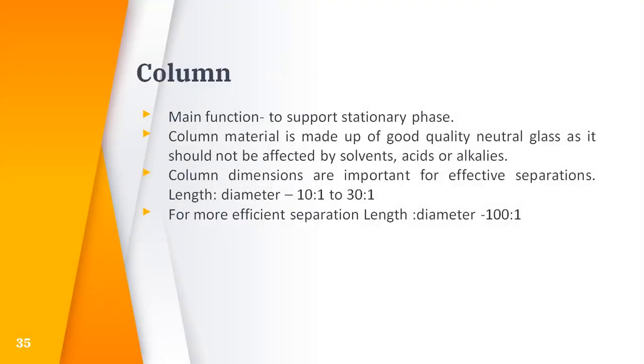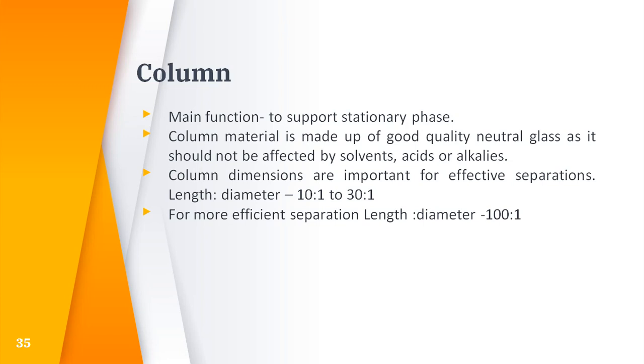Next important part of adsorption column chromatography is the column. Its main function is to support the stationary phase, that is, to support adsorbents. The column material is made up of good quality neutral glass. If the glass is not of good quality, then alkali leaching may take place. It may interfere in the separation. Thus, glass should be of good quality, it should be neutral. It should not be affected by solvents, acids or alkalis. Column dimensions are important for effective separation.